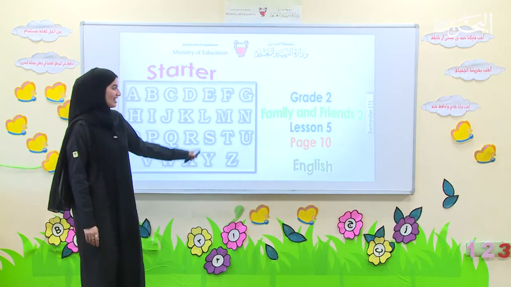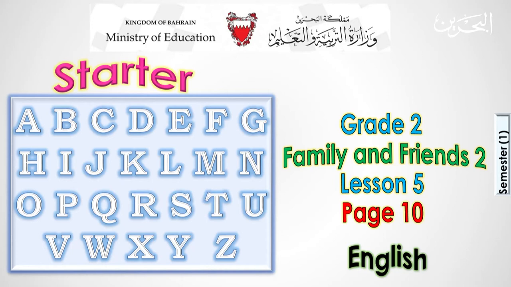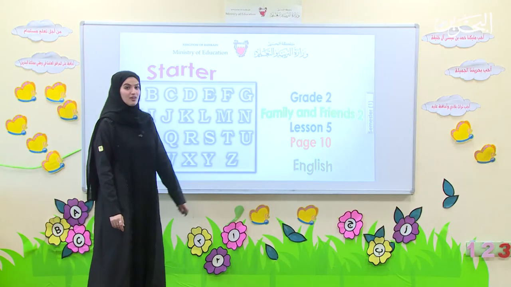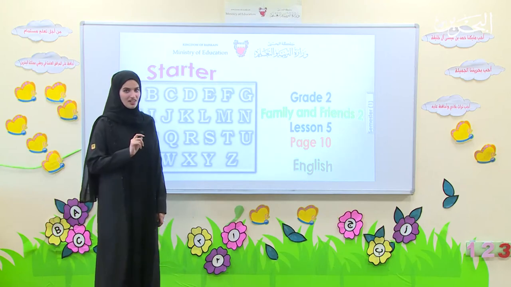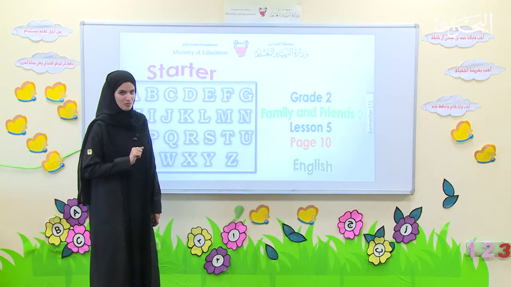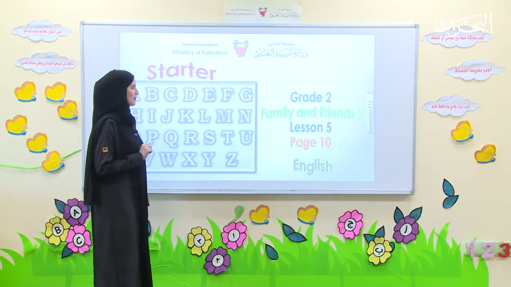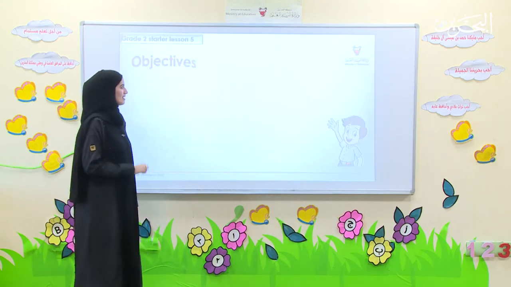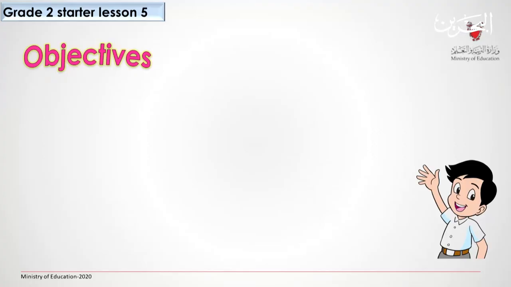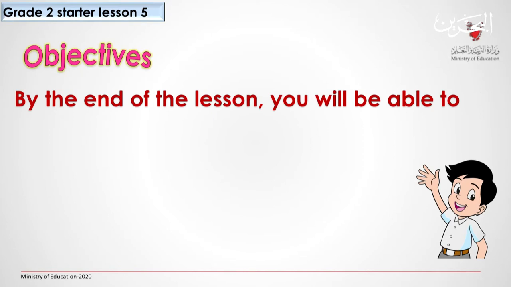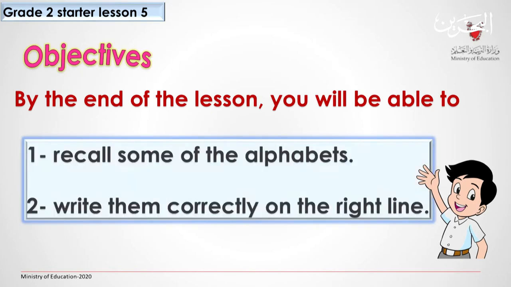Today we're having lesson 5 from starter unit. Please open your class book, page number 10, and don't forget your mini board and a marker and your notebook as well. By the end of the lesson, you will be able to recall some alphabets and write them correctly on the right line.